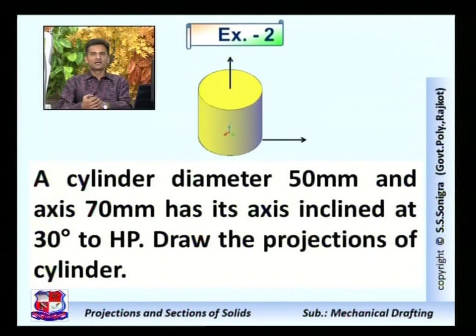Diameter and height are given to us, that is 50 mm and 70 mm, and its axis is inclined at 30 degree to HP. It is given that the axis makes an angle of 30 degree with the horizontal plane. In such kind of problem, first we assume that the axis is perpendicular to HP, or the solid is lying on its base. Here the circular base is on HP. After that we tilt its front view such that its axis makes an angle of 30 degree with the XY line.